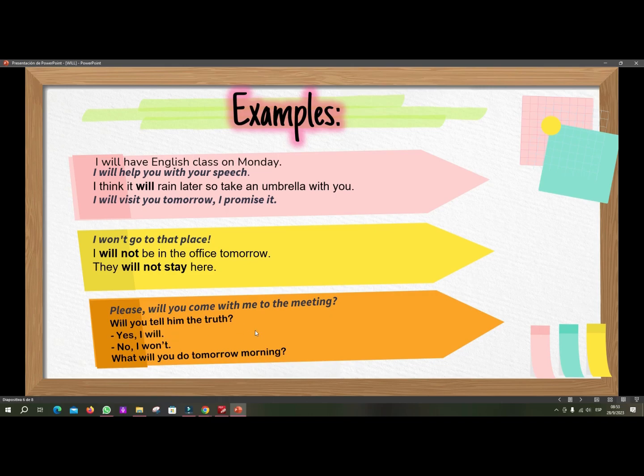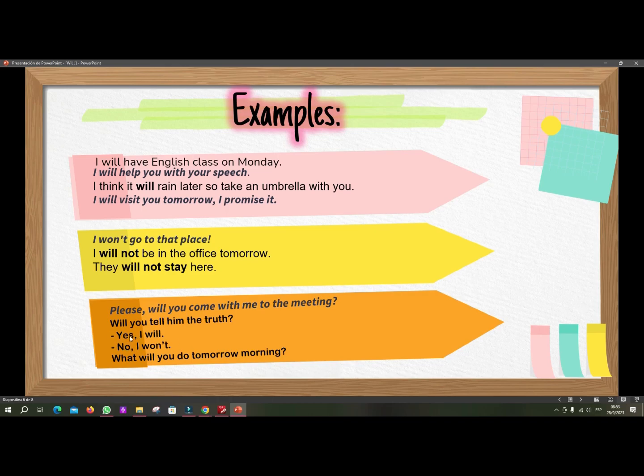Will you tell him the truth? How will you answer this? Will you tell him the truth? Yes, I will. If it is affirmative, the answer, right? No, I won't. If it is negative, right?